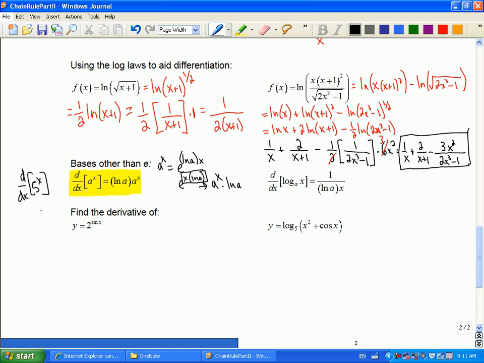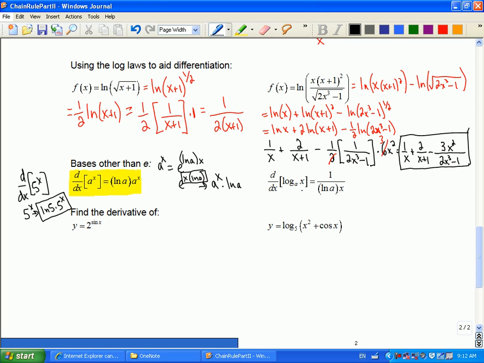So the example that we gave was 5 to the x, so 5 to the x would become natural log of 5 times 5 to the x. So that's the only adjustment you have to make to your favorite derivative. It's no longer just the 5 to the x. You have to multiply by this constant here, natural log of 5.